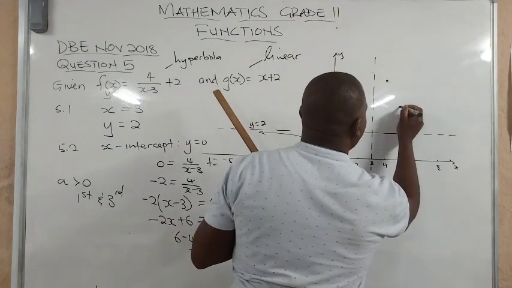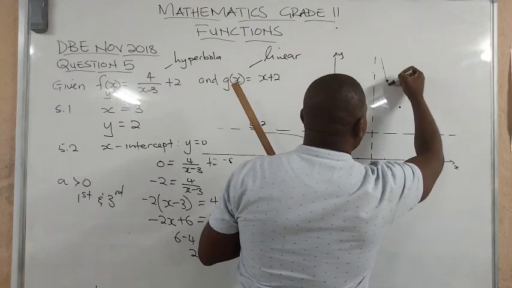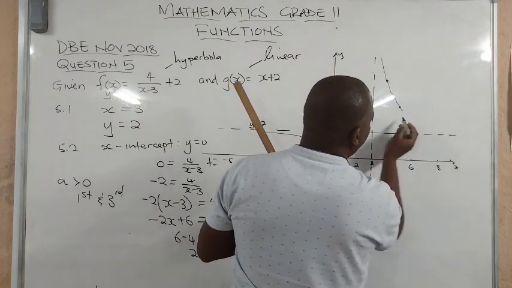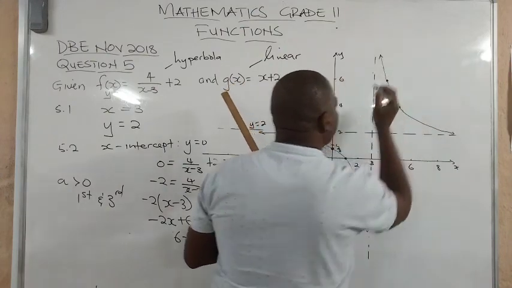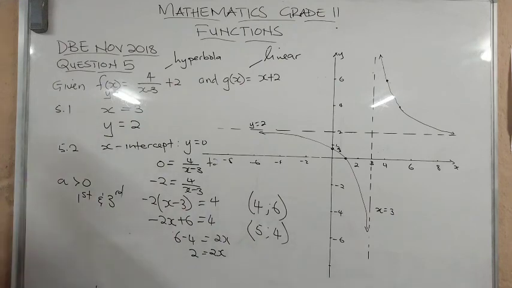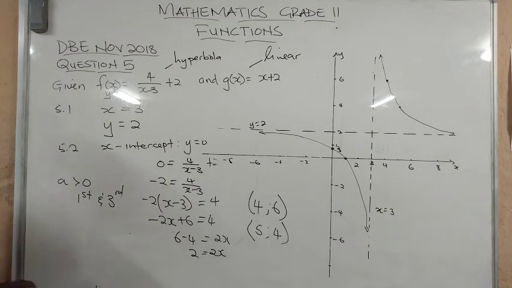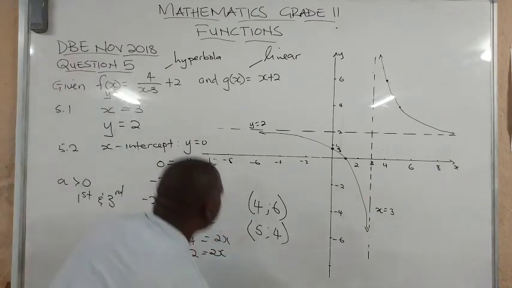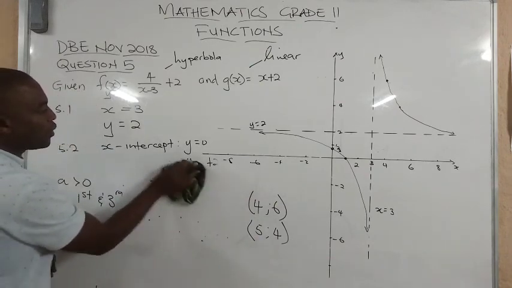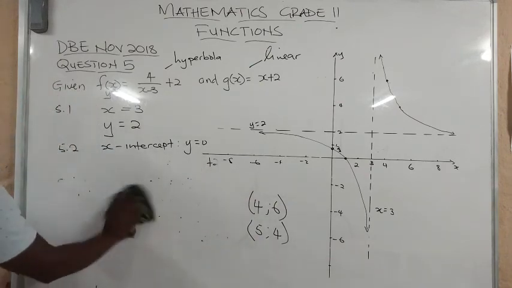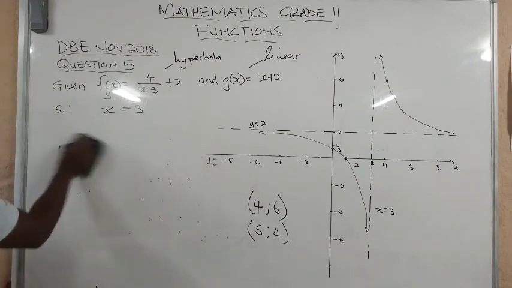So these are the 2 points that we need. So our graph is going to pass through these 2 points as it moves towards the asymptotes. So that is f of x. And then let's look at g of x. G of x is a straight line. So we just need to know where it cuts the x-axis and where it cuts the y-axis.